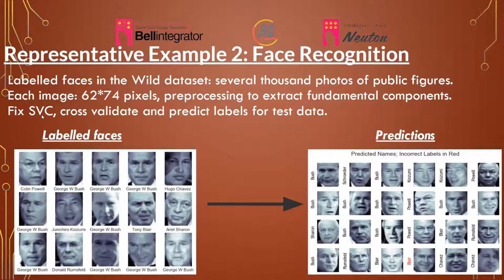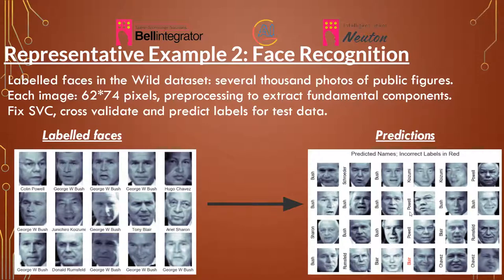So what you basically do is you run a support vector classifier, you cross-validate and predict labels for test data. So you have labeled faces in your training data, and you have different pictures corresponding to different people, but a certain number of people. And then you have different pictures, but of the same people as in the training data set, obviously. And then you have predictions that are made based on how the algorithm learned from the training data.